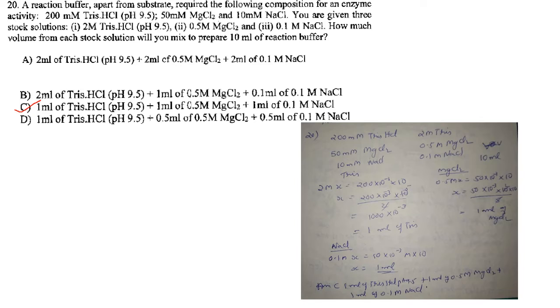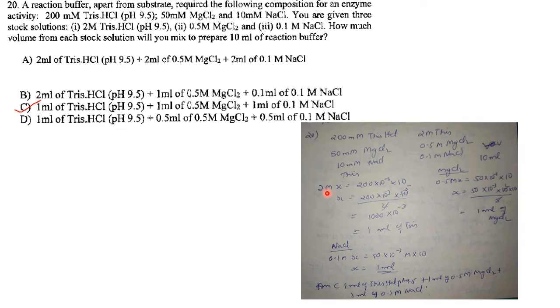Then a reaction buffer, apart from substrate, required the following composition for an enzyme activity. You are given 3 stock solutions. So these are the stock solutions. How much volume from each stock solution will you mix to prepare 10 ml of reaction buffer? So you are given the stock solutions as 2 molar Tris at pH 9.5 and you need 200 millimolar of Tris HCl at pH 9.5. Then you have got 0.5 molar MgCl2 as stock and you need to prepare 50 millimolar MgCl2. Then you have 0.1 molar NaCl as stock and you need 10 millimolar NaCl.